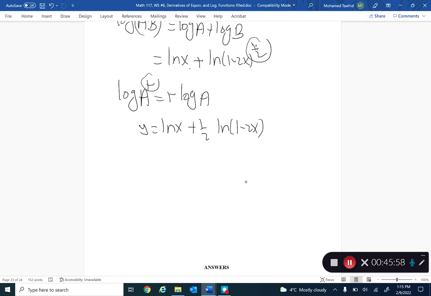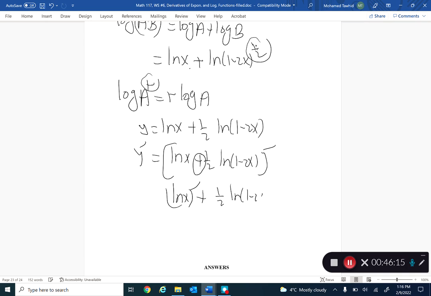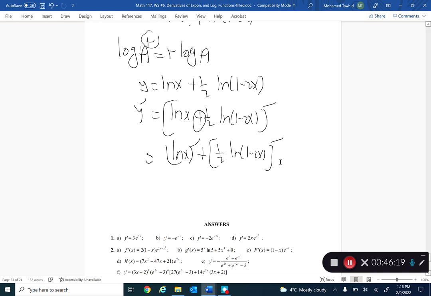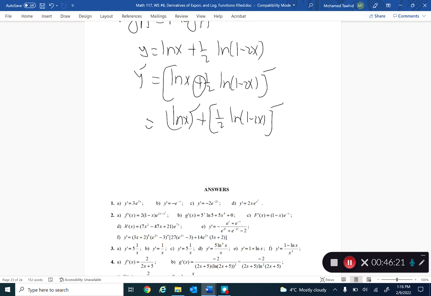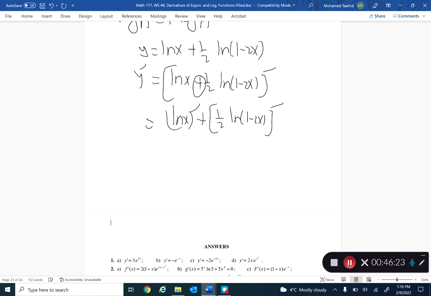All right. So now I take the derivative of this. You have ln x plus 1/2 ln of (1 minus 2x). I have to take the derivative of the whole thing. What do you have in the middle? Plus. Then I take the derivative of the first term plus the derivative of the second term. So what is the derivative of ln x? It will be 1/x multiplied by x prime.